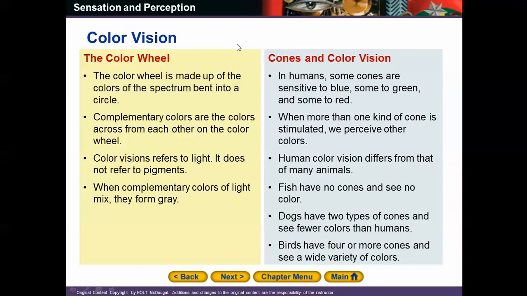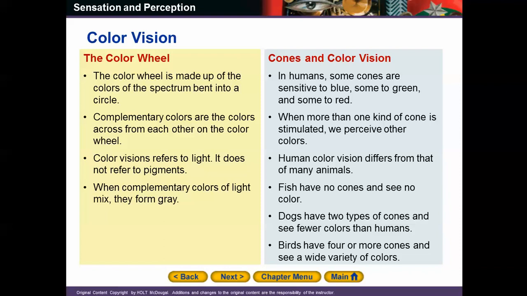Color vision refers to light, and it doesn't refer to pigments. And the color wheel is made up of colors of the spectrum that are bent into a circle. In humans, some cones are sensitive to blue, some to green, and some to red. And when more than one kind of cone is stimulated, we perceive other colors.